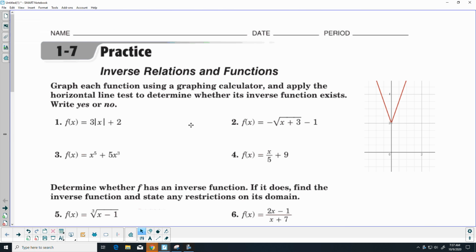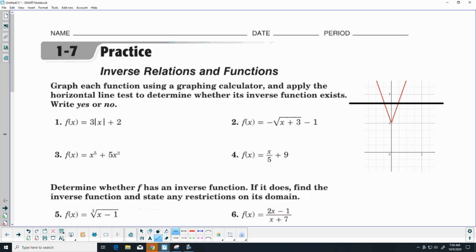All right, let's go over some of the problems in 1.7. The first four, you're going to do these all the same way. You want to graph each function using a graphing calculator. I'm using Desmos. Apply the horizontal line test to determine whether its inverse function exists. If it passes the horizontal line test, the answer is yes. If it doesn't, the answer is no.